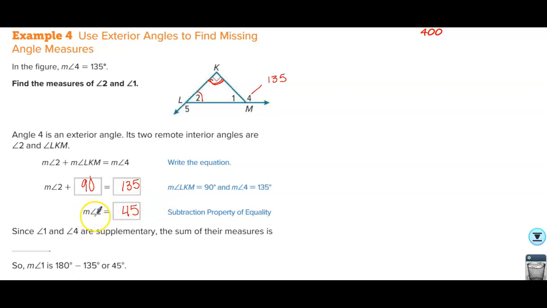Since angles 1 and 4 are supplementary, the sum of their measures makes a straight line. Remember, supplementary starts with an S. Straight line. So the measure of angle 1 is 180 degrees minus 135, or 45 degrees, because we know that the measure of angle 1 has to equal these two added together.